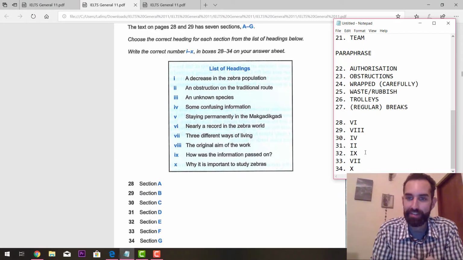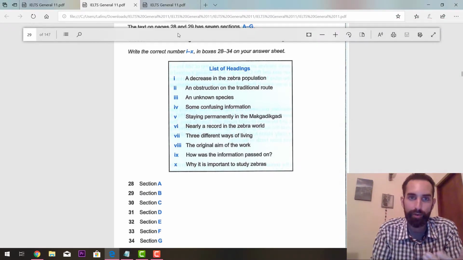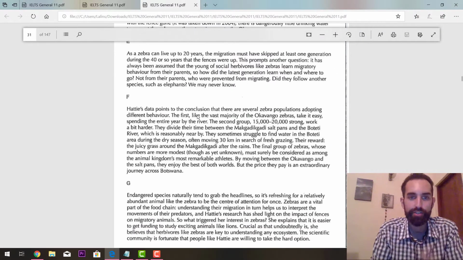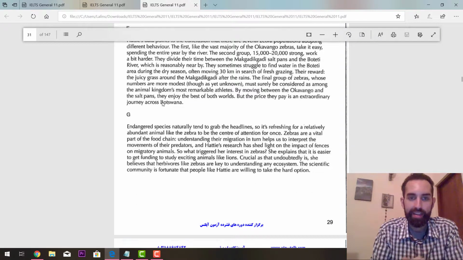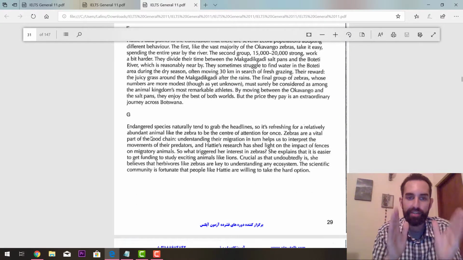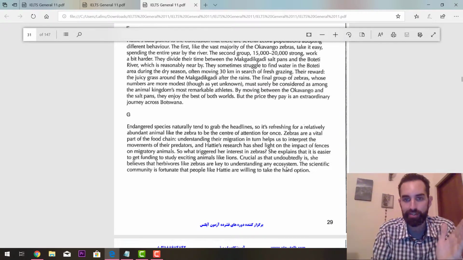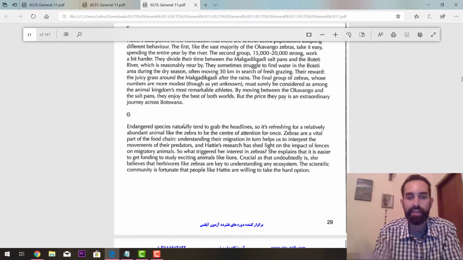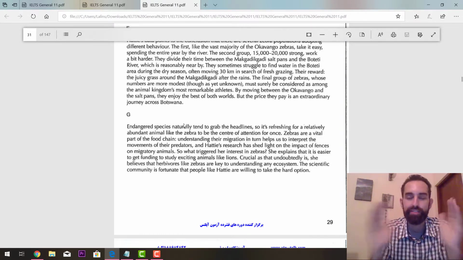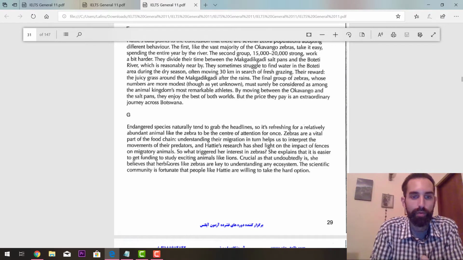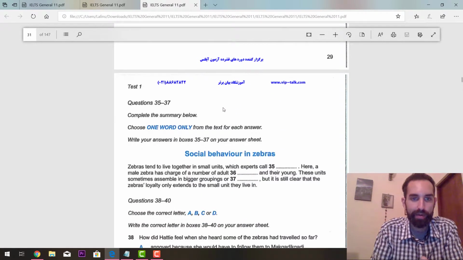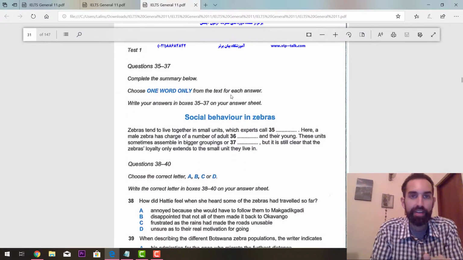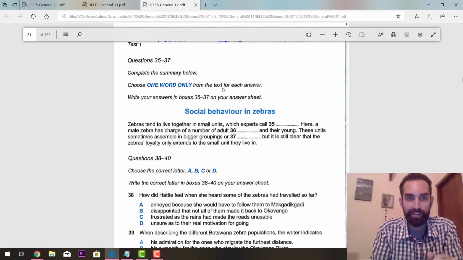And so, of course, the end, section G, that was why it's important to study zebras. She went over why it's important to study herbivores like zebras, because they're the key to understanding any ecosystem. So that's why it's important to study zebras. So that's the first part of section 3 done. And so we will then move on to the second part of section 3.